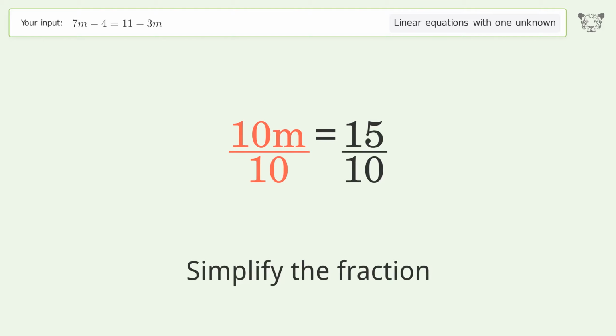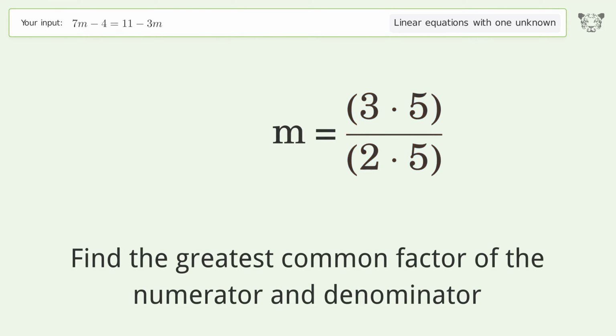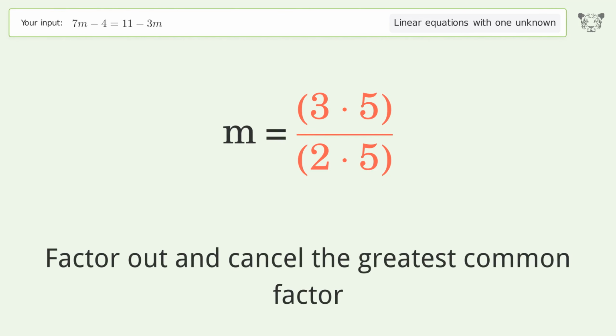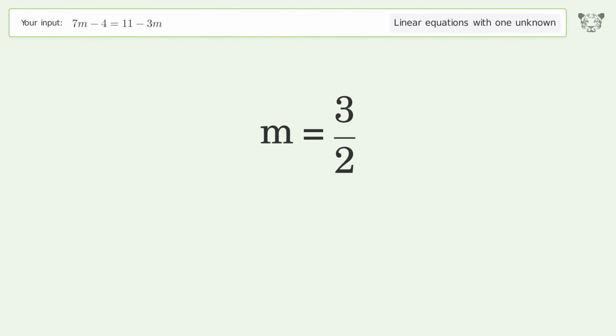Simplify the fraction. Find the greatest common factor of the numerator and denominator. Factor out and cancel the greatest common factor. And so the final result is m equals 3/2.